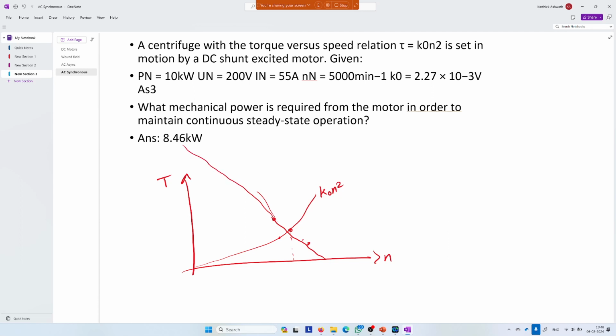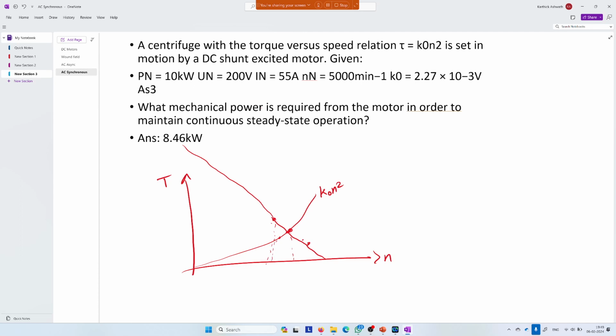Something like that, right? So this is the operating point, because this is the only RPM where the motor is supplying enough to meet the demand of the centrifuge. Look at other RPM which is to the left of this point. Look at this RPM.